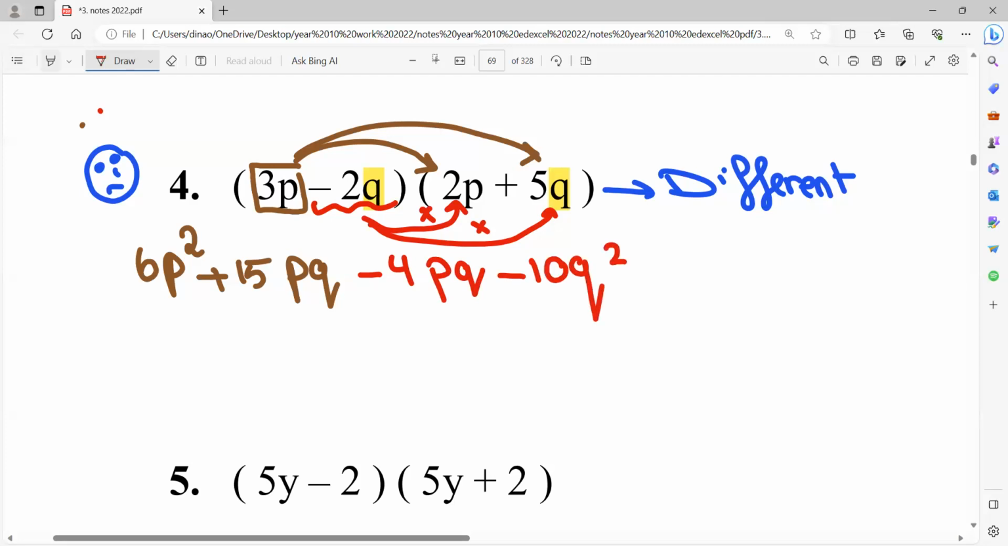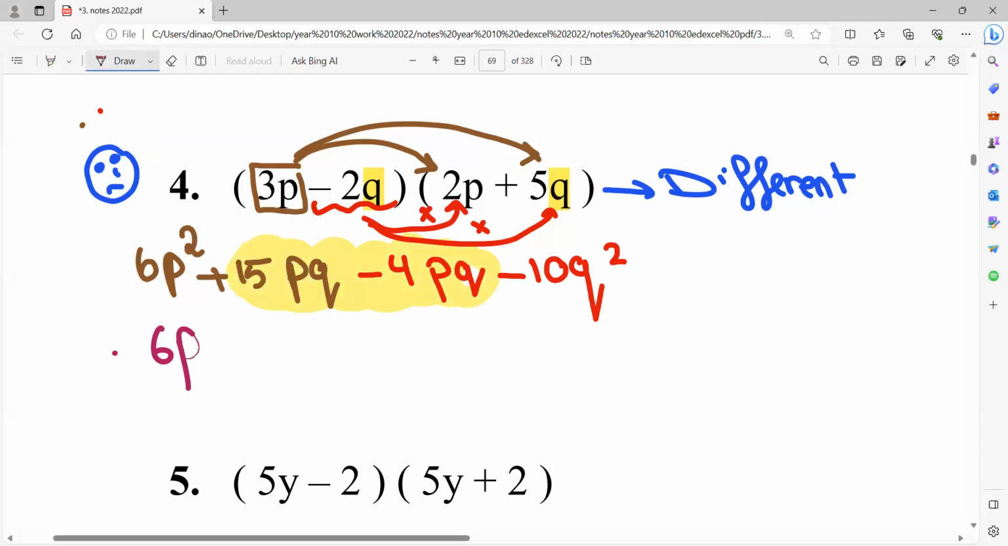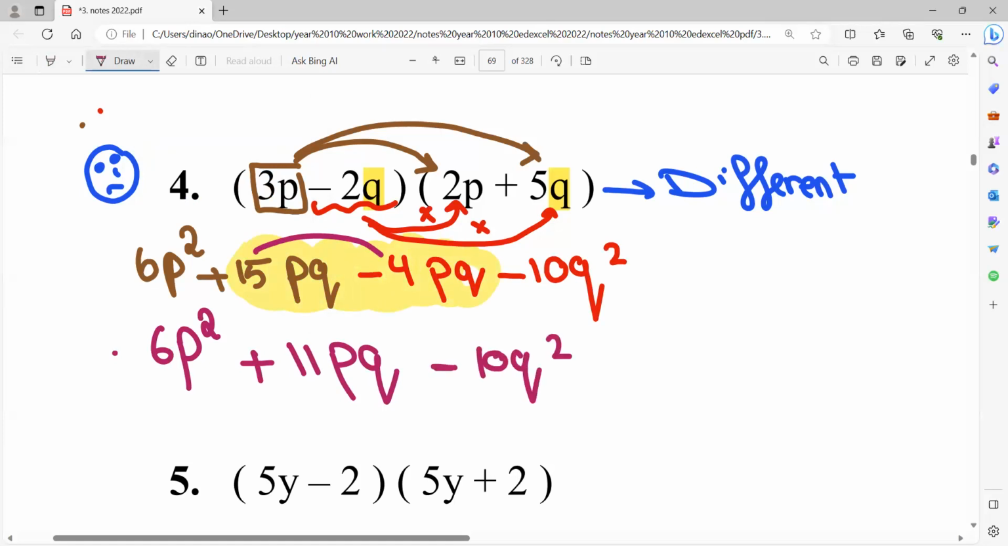Now, again, the like terms, as you can see, appear consecutively, one after the other. Now, the first term remains as it is, 6P squared, plus combine the 15 and the negative 4 into plus 11PQ, and then you have negative 10Q squared.